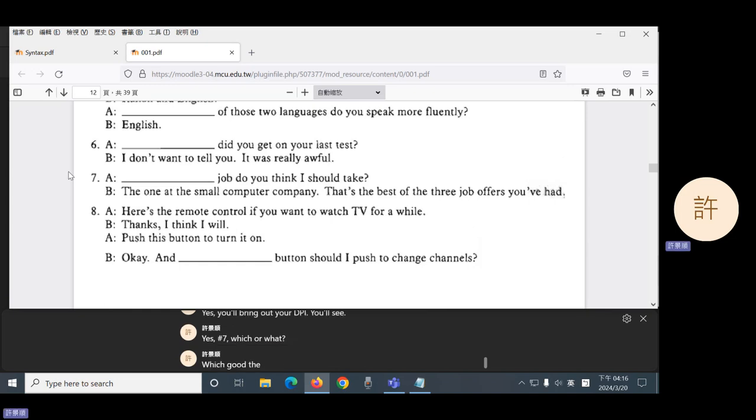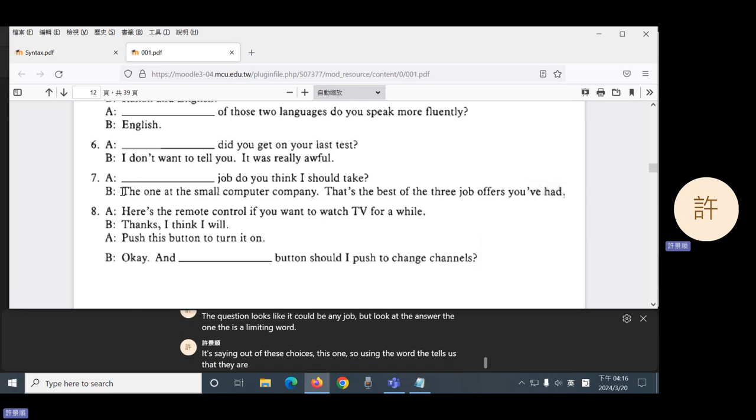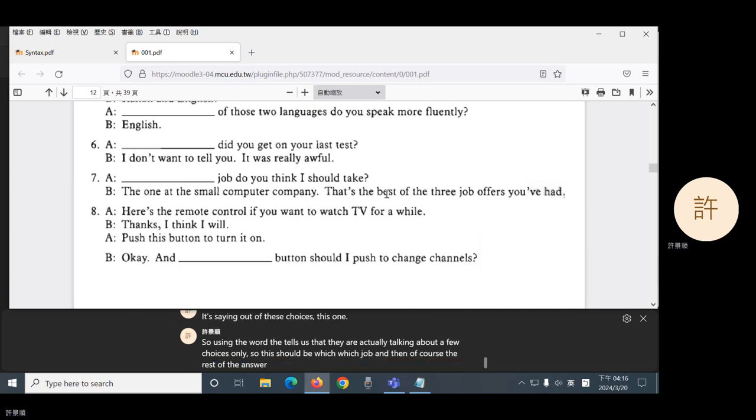The question looks like it could be any job, but look at the answer. The one. The is a limiting word. It's saying out of these choices, this one. So using the word the tells us that they are actually talking about a few choices only. So this should be which job. And then of course the rest of the answer says of the three jobs.